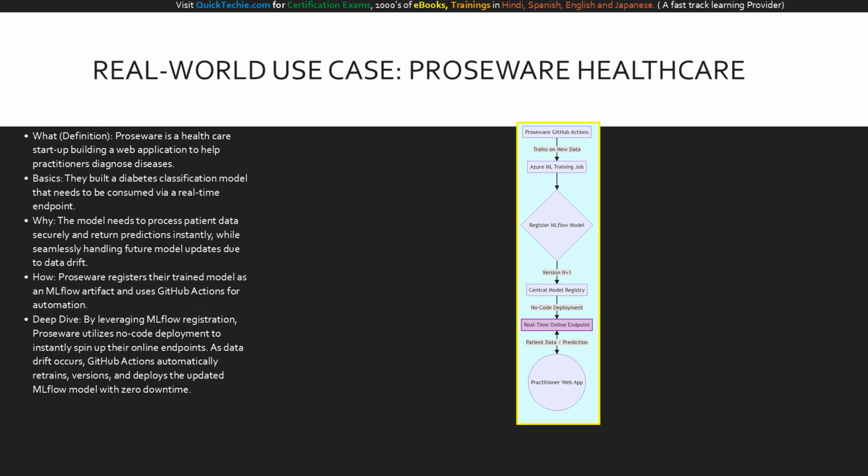Prosware is a young healthcare startup. They developed a web application to help medical practitioners diagnose patients more quickly. Their data science team trained a highly accurate diabetes classification model.